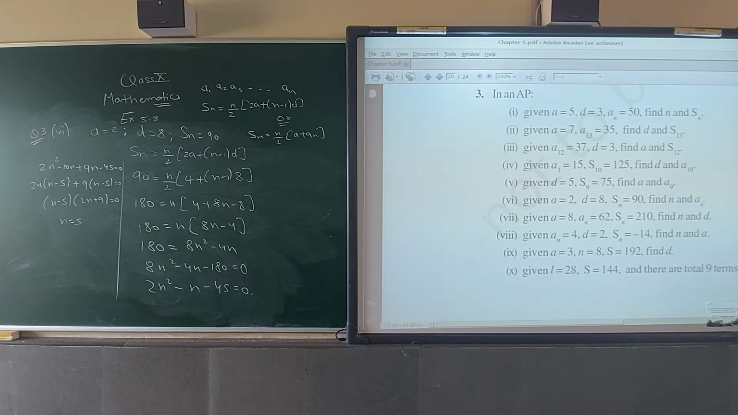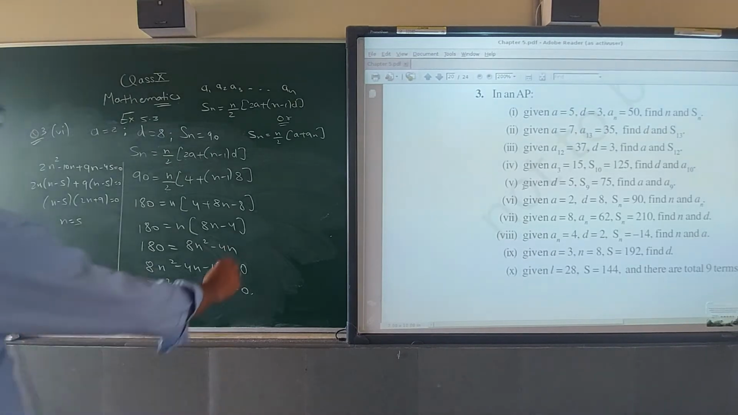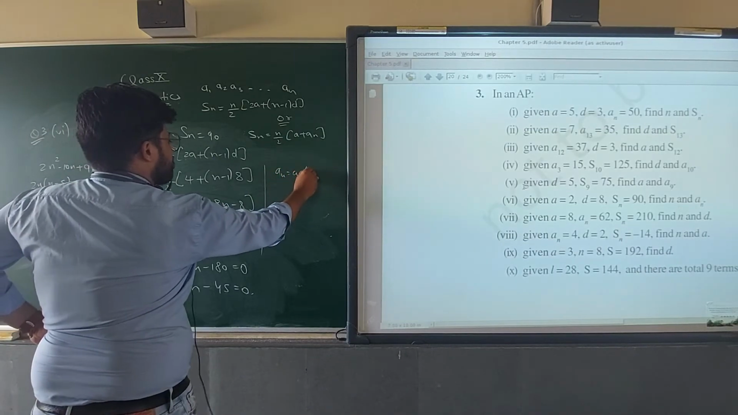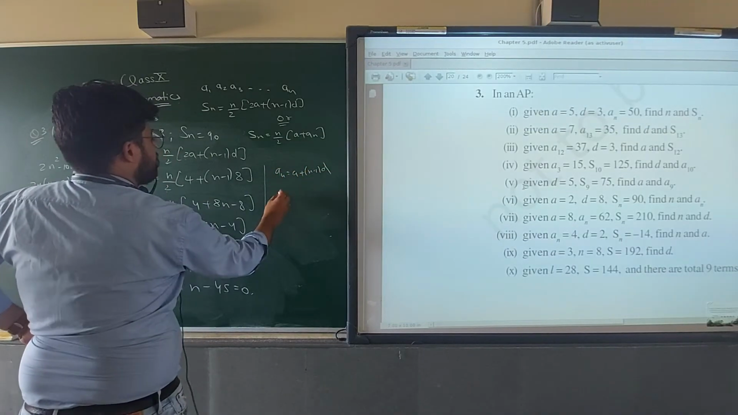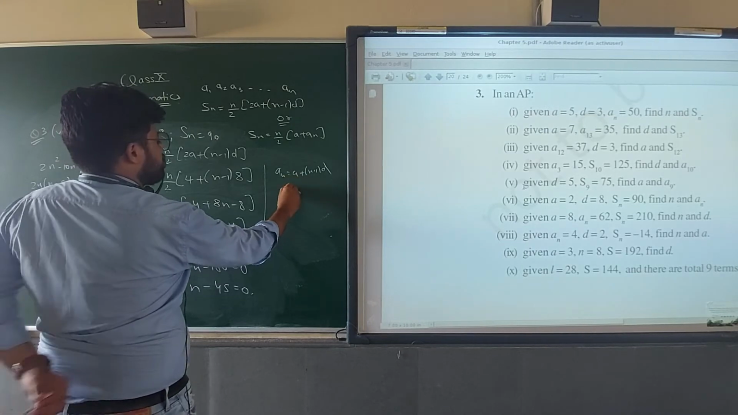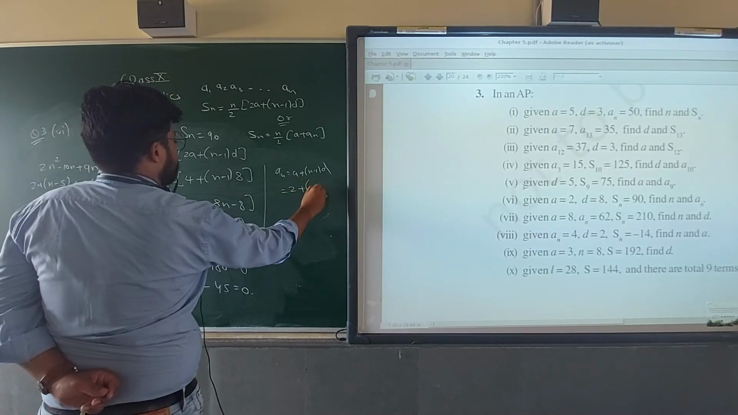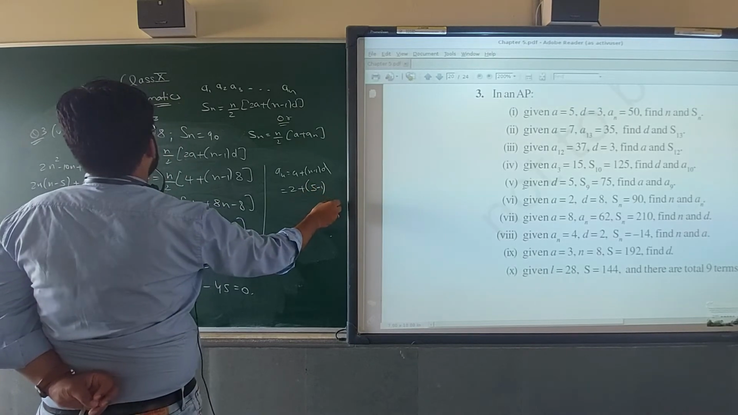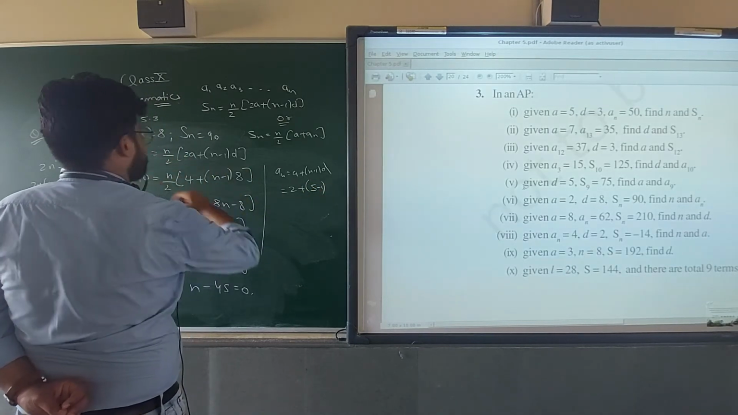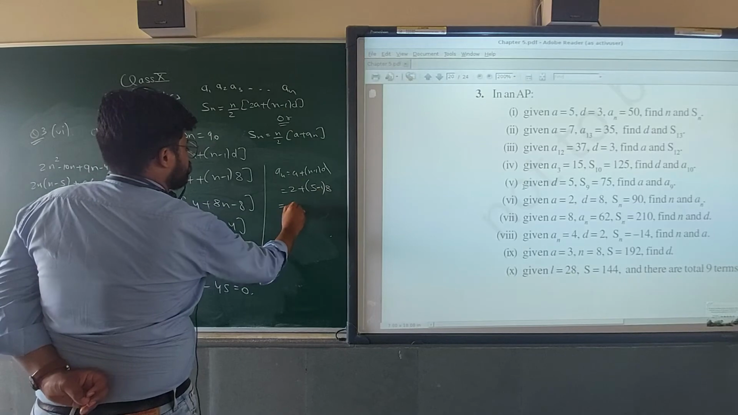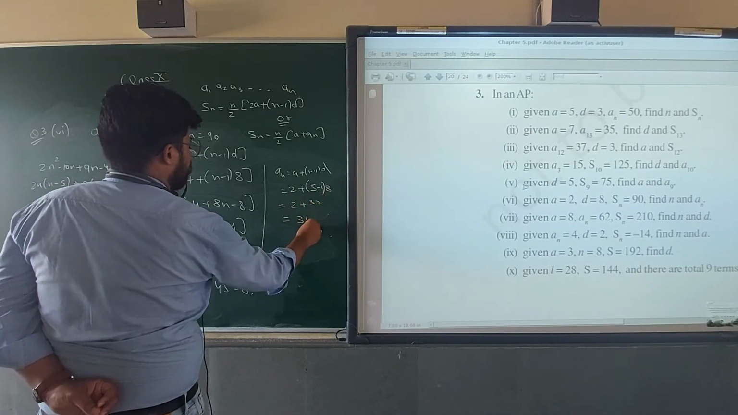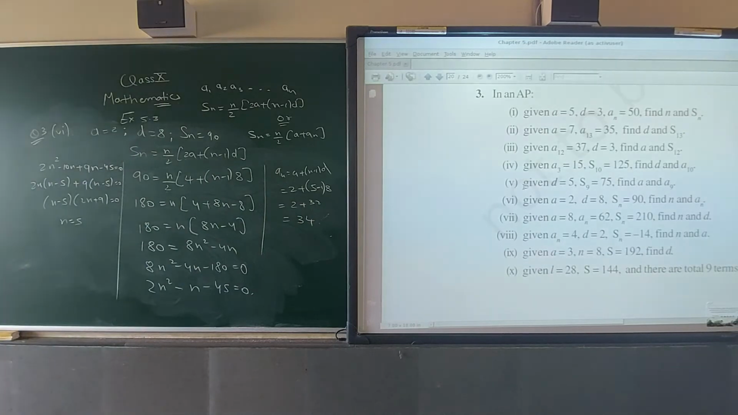Now in the sixth part we got the value of n, find the an. Now you can find an. An formula is what? a plus (n minus 1) d. So a value is 2 plus (n minus 1). n value is 5, 5 minus 1, d value is 8. So 2 plus 4, 8 4s are 32. It will be 34. So an will be 34.